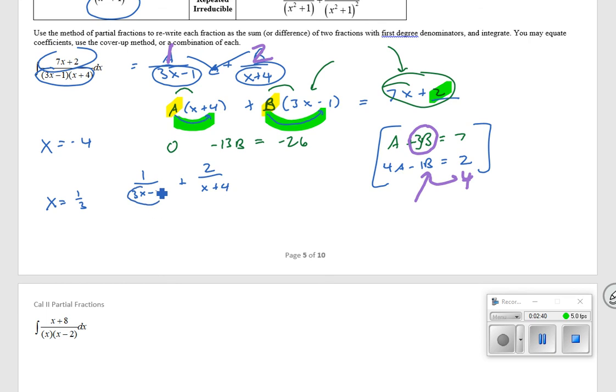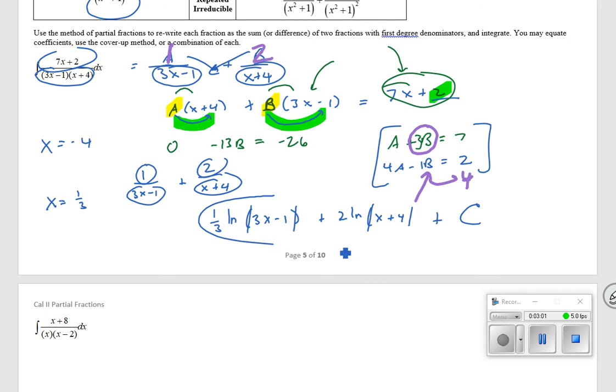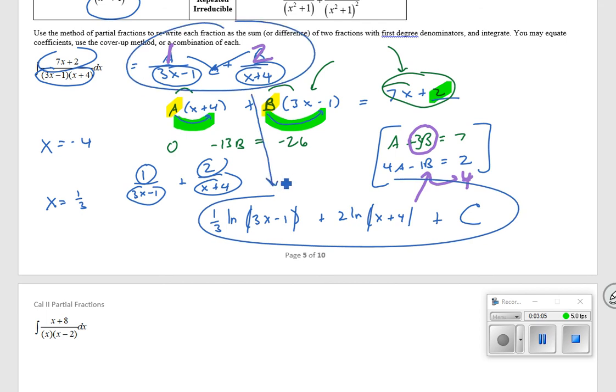And if that's u, that's 1/3 of a du. And if that's u, that's 2 dus. Should probably actually have absolute values there, plus a constant. So finding a and b is the algebra, and then we use calculus to go further.